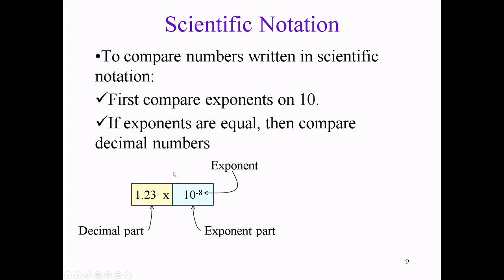So for instance here, if we diagram this out just so that we know what we're all talking about, the exponent is going to be -8. The exponent part is this 10 here. This whole part here is the exponent part. And then we have the decimal part here. So the first thing we're going to do is look at this exponent, and we can just ignore this. Only if these two are the same do we even need to take a look at this. So let's look at a couple examples.